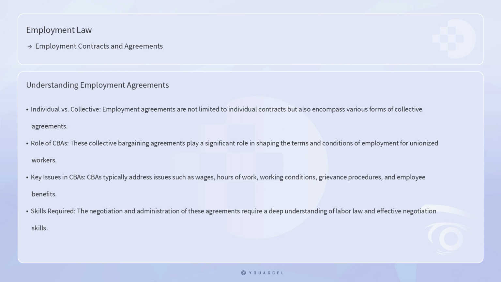Employment agreements are not limited to individual contracts, but also encompass various forms of collective agreements, such as those negotiated between employers and labor unions. These collective bargaining agreements play a significant role in shaping the terms and conditions of employment for unionized workers. CBAs typically address issues such as wages, hours of work, working conditions, grievance procedures, and employee benefits. The negotiation and administration of these agreements require a deep understanding of labor law and effective negotiation skills.